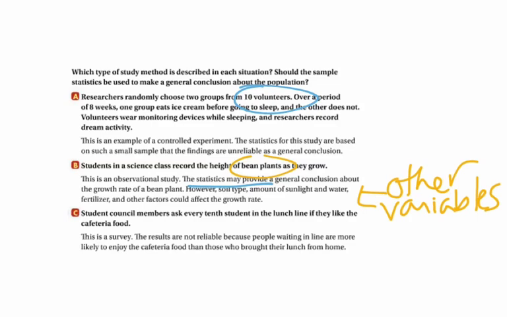Last one here. The student council members ask every 10th student in the lunch line if they like the cafeteria food. This is a survey because you're asking people questions. The results are not reliable in this case because people waiting in the lunch line are more likely to enjoy cafeteria food than those who brought their lunch from home.